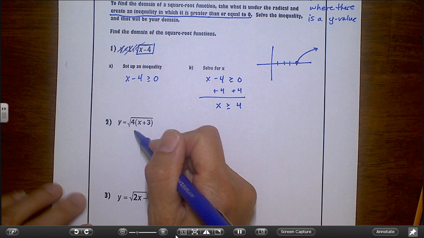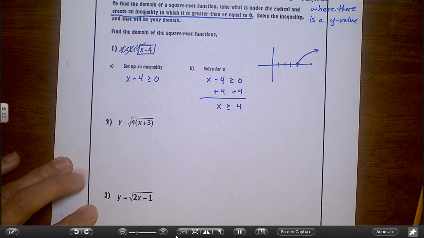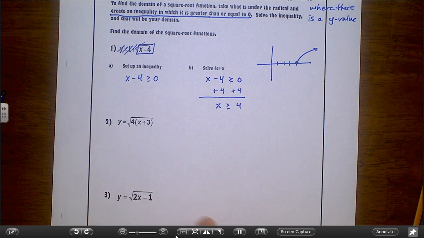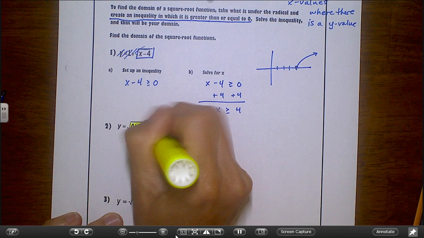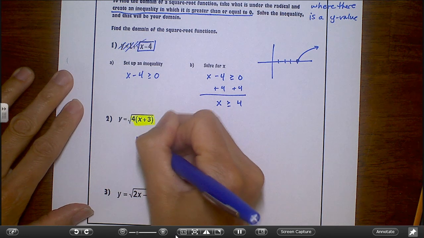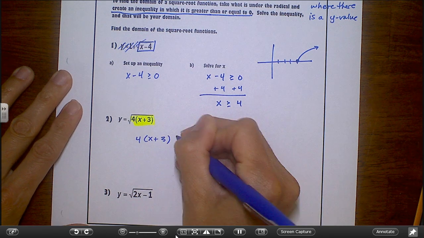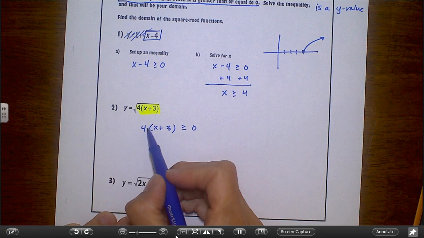Now, number 2, I have y equals the square root of 4 times x plus 3. So again, I'm highlighting this to make it a little easier. The only thing I care about is where that expression right there is greater than or equal to 0. So I take 4 times x plus 3, set it greater than or equal to 0, and then I solve. So these two are multiplying.